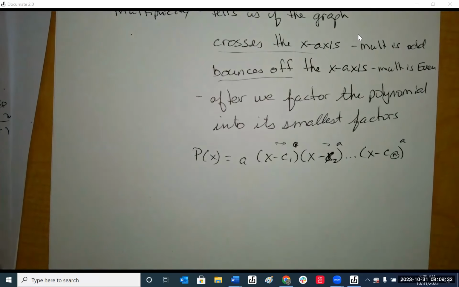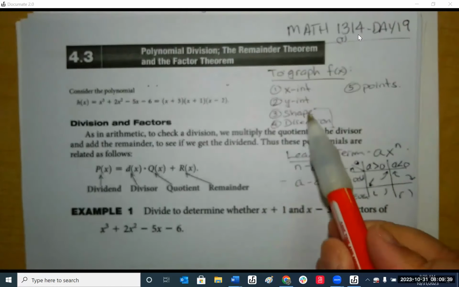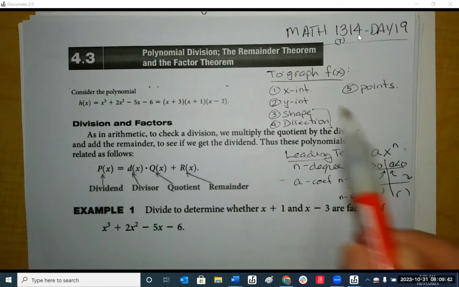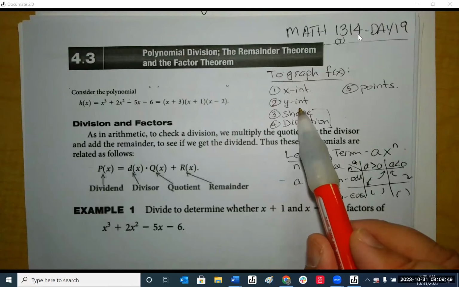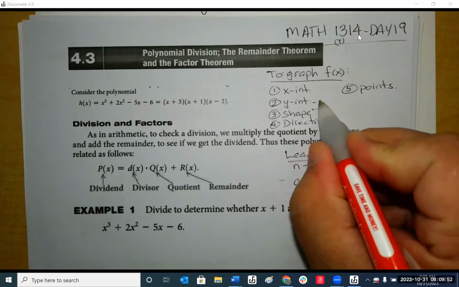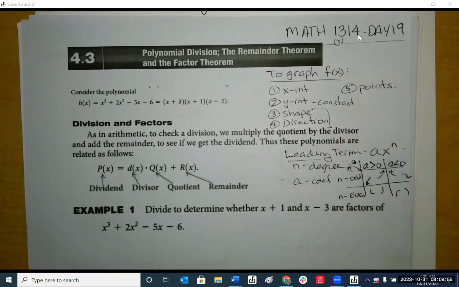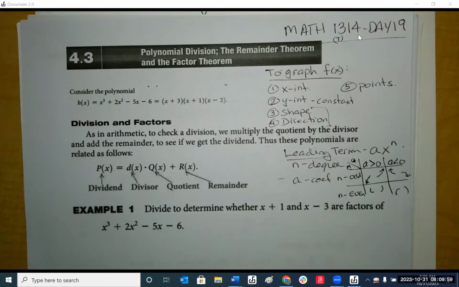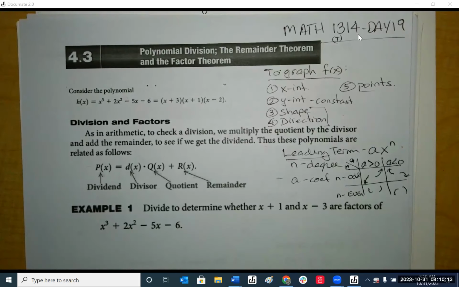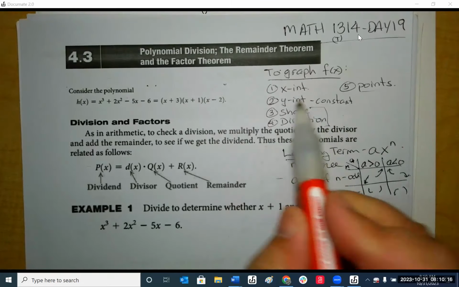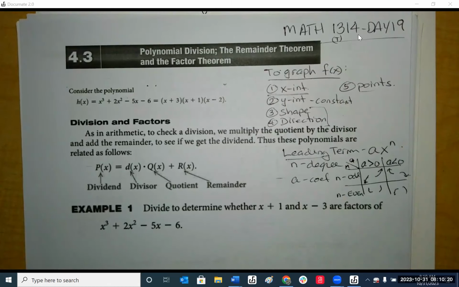So again, the shape and direction come from the leading term. Where does the y-intercept come from? It's the constant term. You can't say last term, because what if we have no constant, if it's just an x? But it's the constant term: if all the x's disappear, whatever's left is your y-intercept. And then points, we can plug in as many as we want. The more points we have, the better picture we'll get. So the problem is finding the x-intercepts, the solutions of the equation.